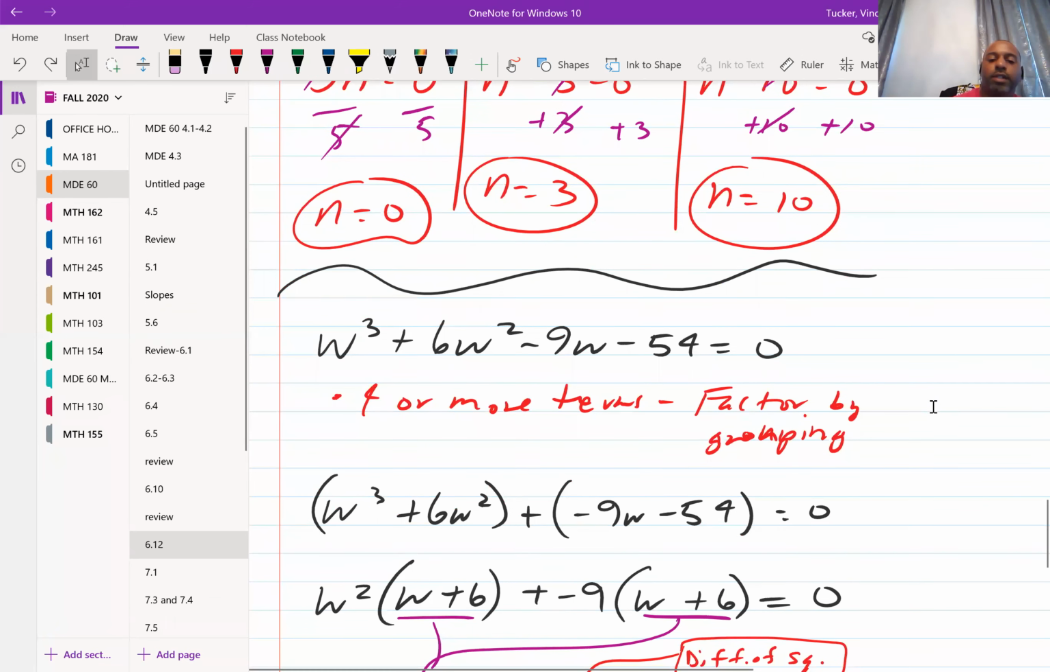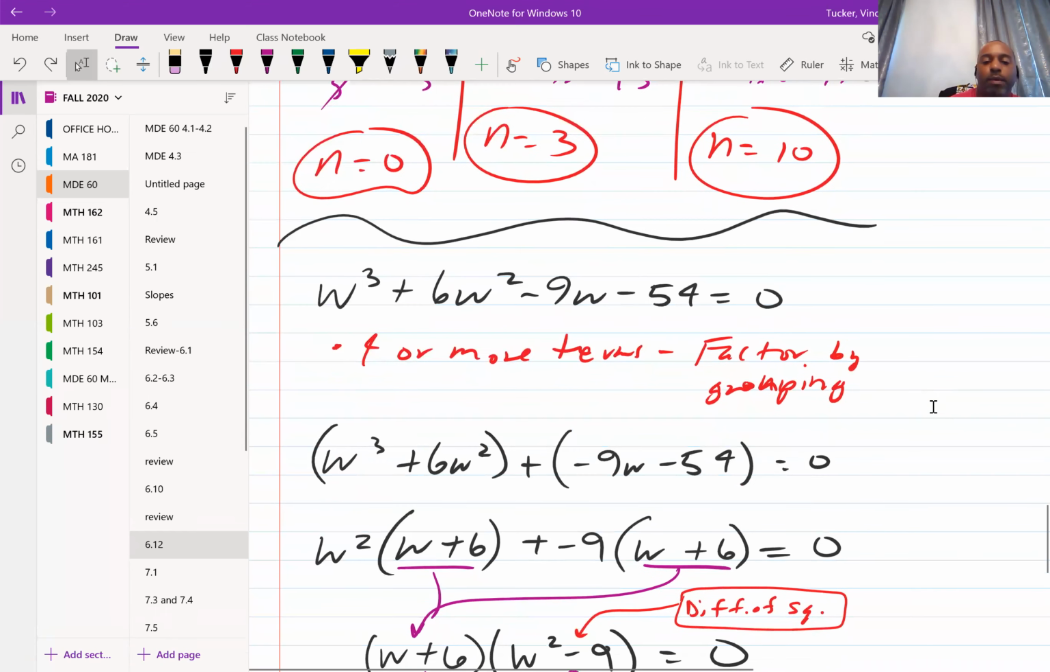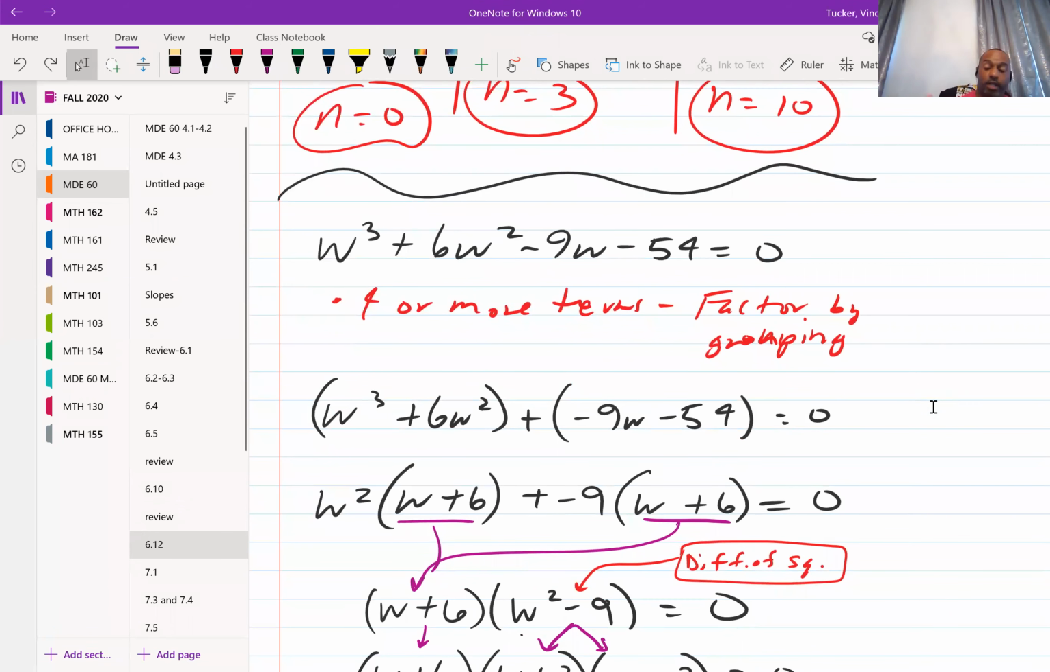All right, factor the GCF out of each grouping. In the first one, I can factor out w squared, leaving me with w plus 6 in the parentheses. Second one, factor out negative 9, leaving me with w plus 6 in the parentheses. Now, each expression has w plus 6 in common. So I factor out the w plus 6, bring that out to the front. That leaves me with w squared minus 9 in the parentheses.